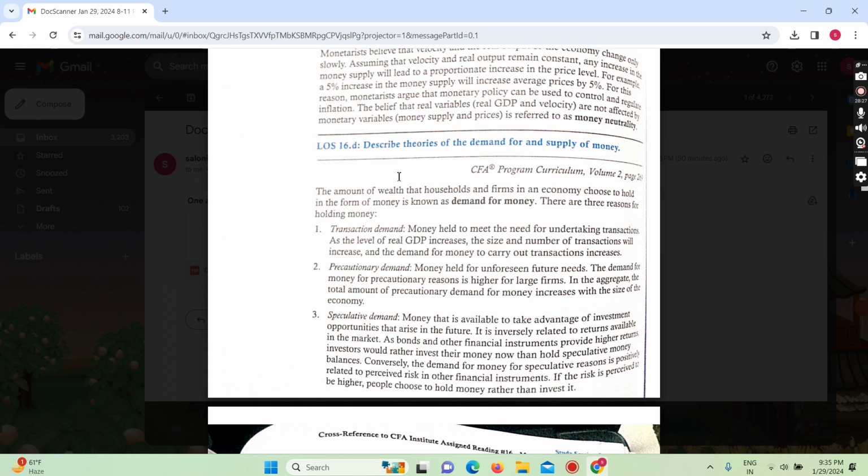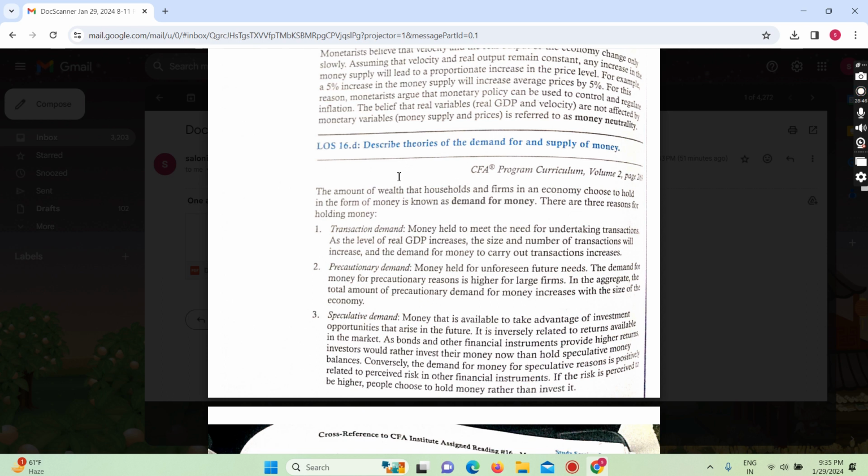Why do we hold money? For the transaction demand, money is held to meet the need of undertaking transactions. As the level of real GDP increases, the size and the number of transactions will increase, and the demand for money to carry out transactions increases. What is the precautionary demand? Money held for unforeseen future needs.